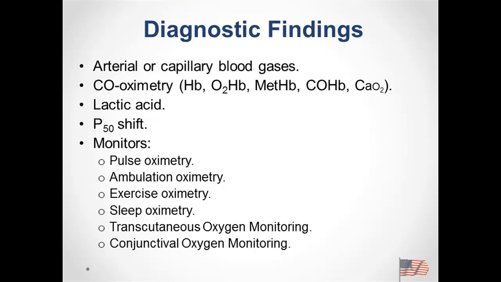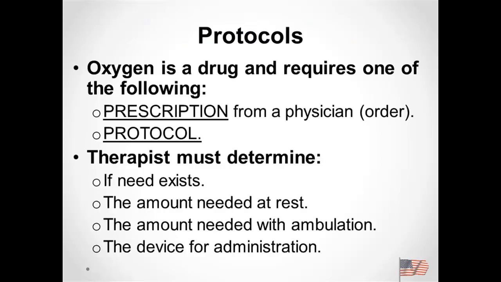So what do we do? We do some measurements. We do things like arterial blood gases. We do CO-oximetry to make sure there's not an elevated carboxy or met. We can measure the lactic acid. We can measure things non-invasively, like through pulse oximetry, during ambulation, exercise, or sleep. We talked about transcutaneous, and I think I might have mentioned conjunctival, where they put a little sensor into the conjunctiva of the eye. That is just wrong. I can wear a sensor on my fingers.